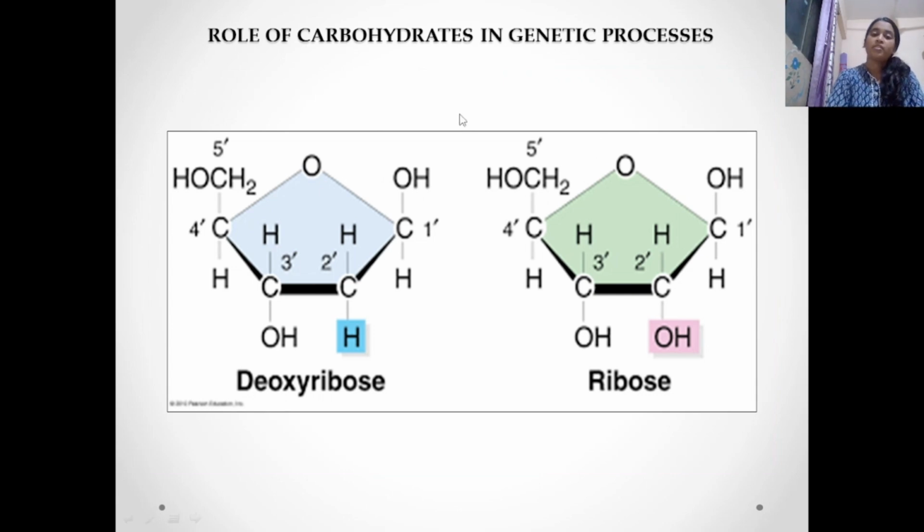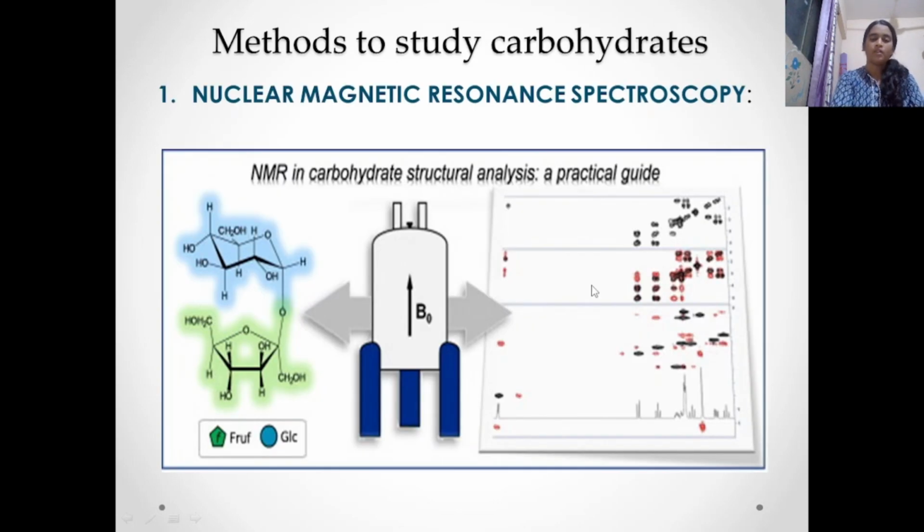Now, carbohydrates also play a role in genetic processes because the sugars present in DNA and RNA, that is deoxyribose and ribose respectively, are also forms of carbohydrates. Now we'll look at the methods to study carbohydrates.